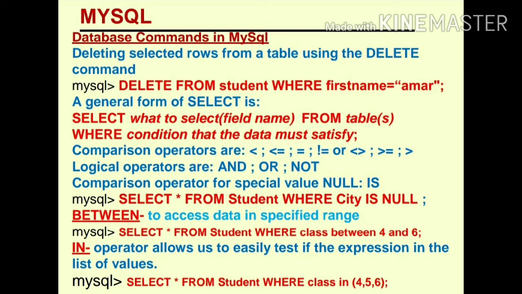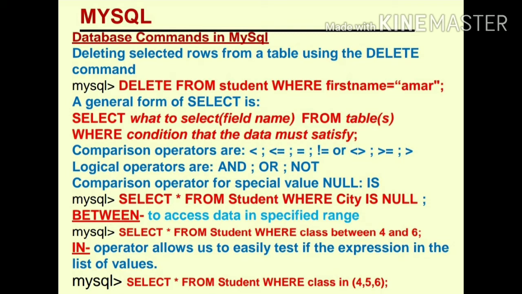Now next is between and in. Between is used if you want to give a range, from 10,000 to 15,000. So we will use between, and both 10,000 and 15,000 are included. See the example: select star from student where class between 4 and 6. So here 4 and 6 are also included in that.